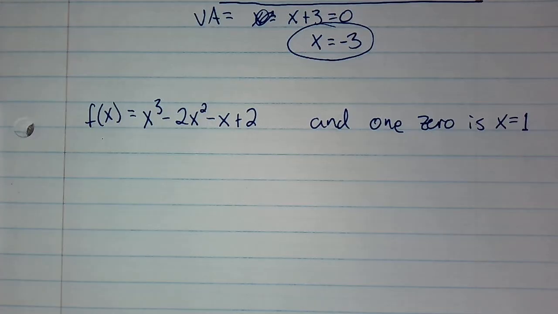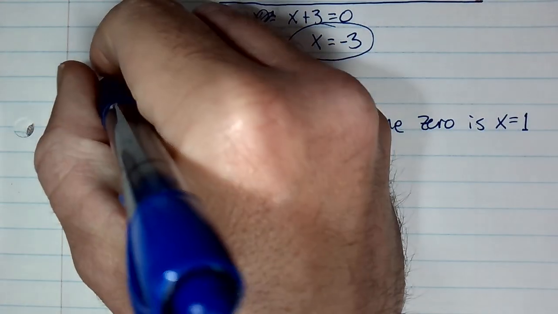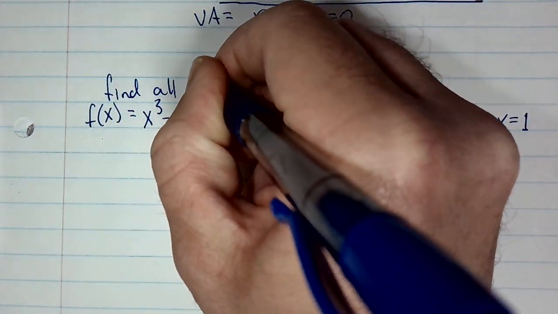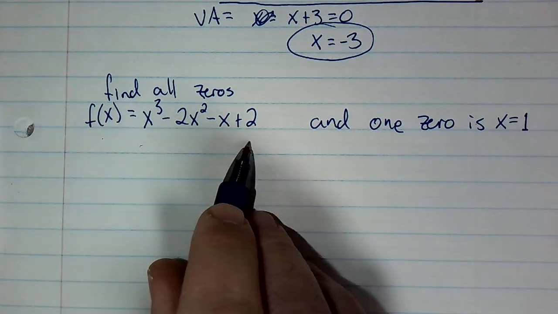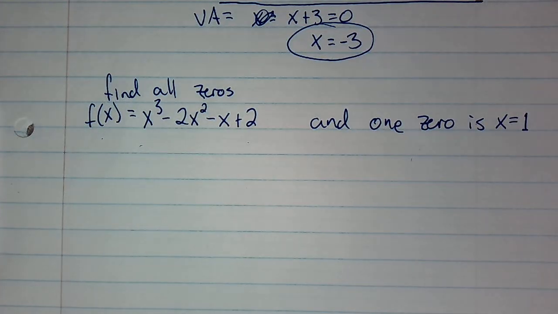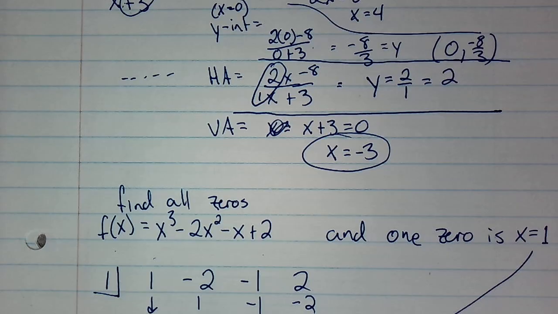Next question is, find all the zeros of this function, and one of the zeros is x equals 1. Okay, so can you find all the zeros of this, and one zero is x minus 1, or x equals 1? That'd be one of the factors.